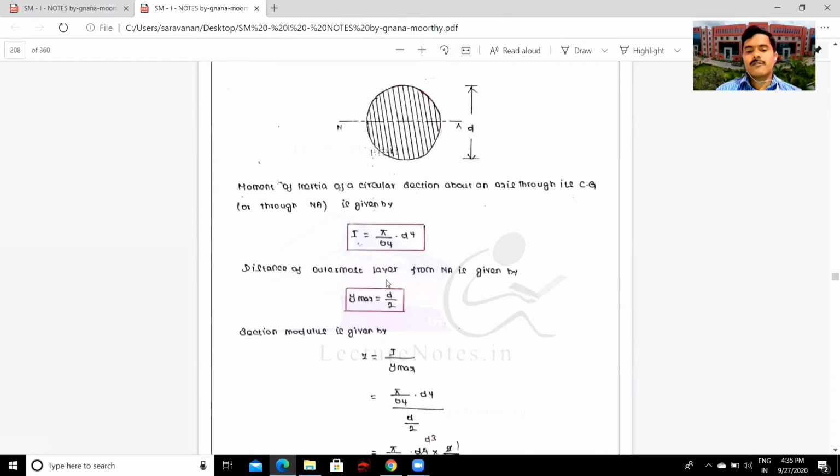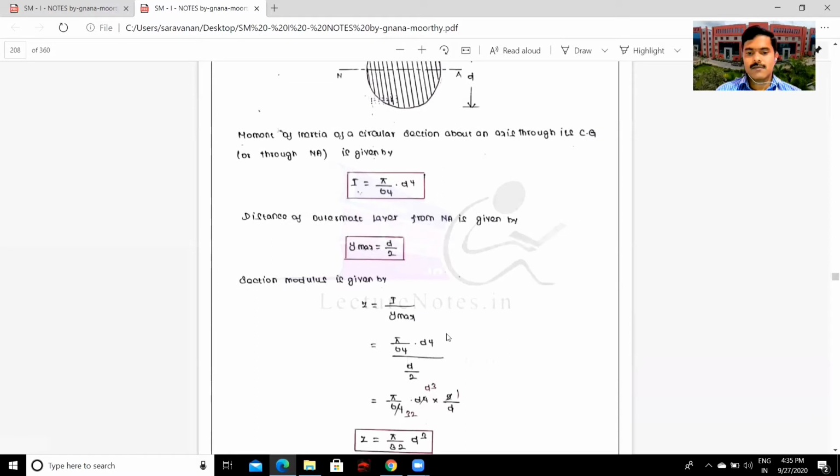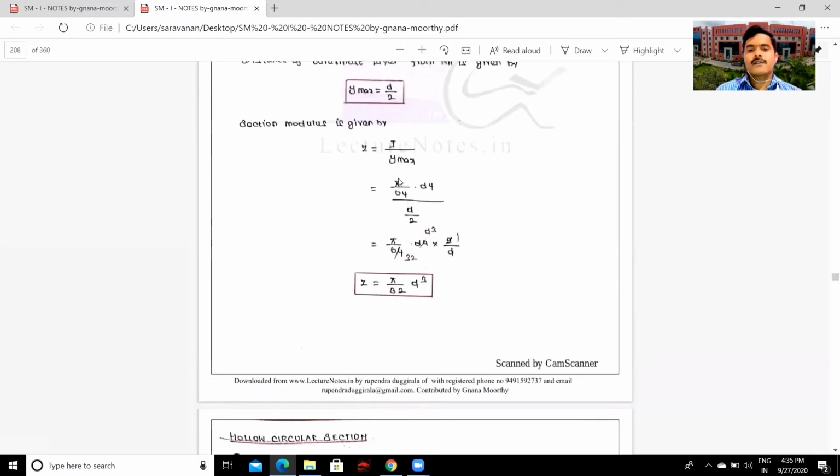The distance of the outermost layer from the neutral axis is d by 2. Therefore, Z is equal to I by y maximum. You can substitute the I value: pi by 64 into d power 4, divided by y maximum, d by 2. If you substitute, you will get pi d cube by 32. So the section modulus for a circular section is pi d cube divided by 32.